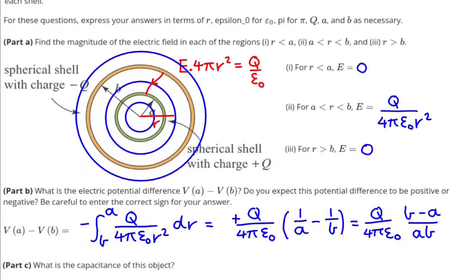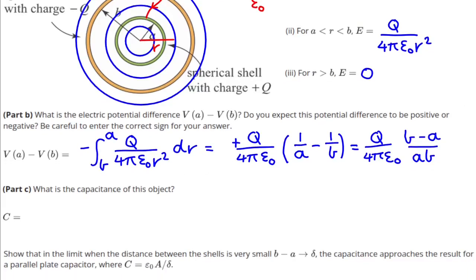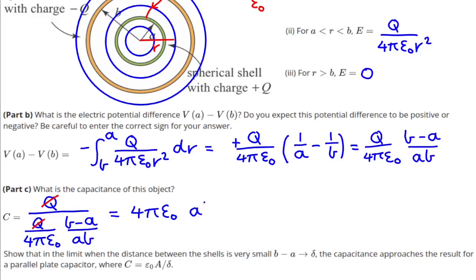And now we'll go to part C. What is the capacitance of this object? So the capacitance is Q on the change in electric potential between our two plates. So that would be Q on 4 pi epsilon naught by B minus A on AB. And we see the charge cancels. So what we get is 4 pi epsilon naught by AB on B minus A.